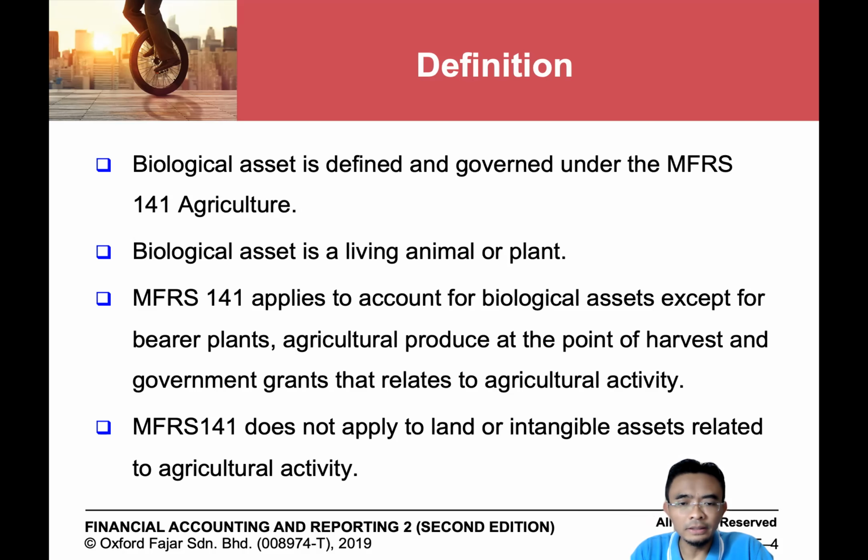MFRS 141 does not apply to land or intangible assets related to agricultural activities. So the plantation land itself is not covered under MFRS 141. The land should be recognized under MFRS 116, property, plant, and equipment. Intangible assets have their own MFRS. Even though they are related to agricultural business activities, they are not covered under MFRS 141.